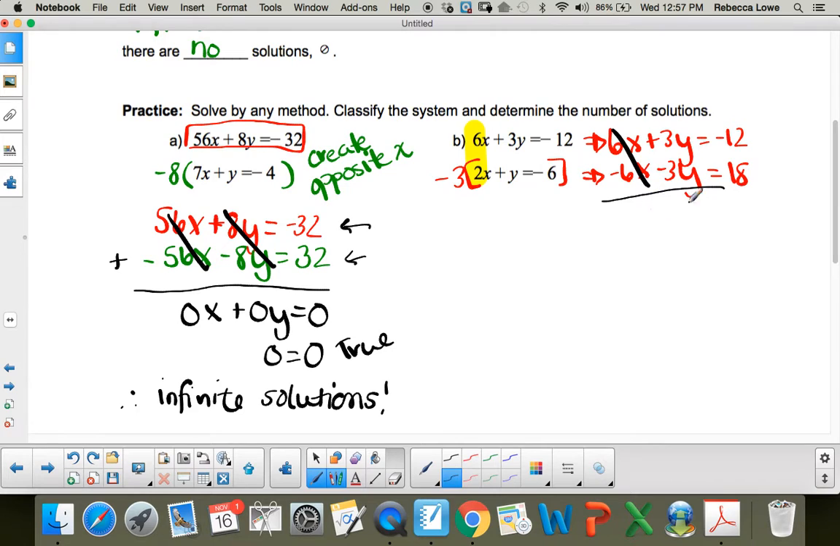The x values canceled out. Oh, the y values canceled out as well, so that's 0. But it's very important to see what's on the right-hand side, and that's 6. This is a false statement. False. So this means there is no solution.